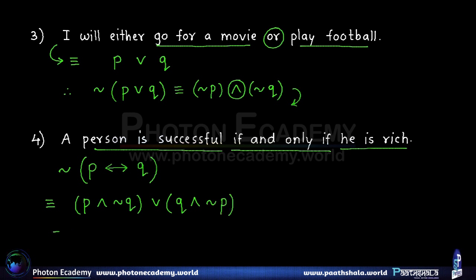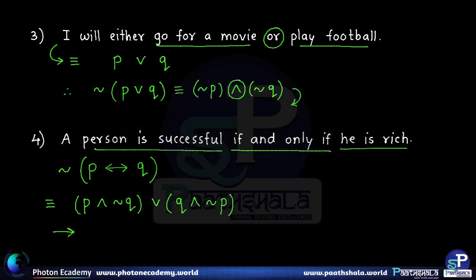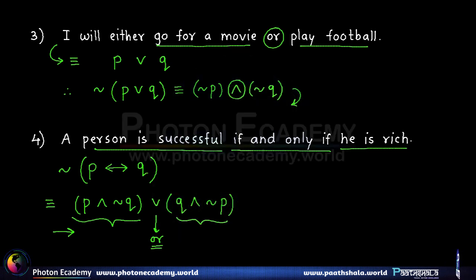To write that in verbal form, we say that P and negation Q means the person is successful but not rich, that is the first part, or, there is an or in between, a person is rich but not successful, that is Q and negation P. So we merely write the verbal forms of each of these two parts and that is the required answer.